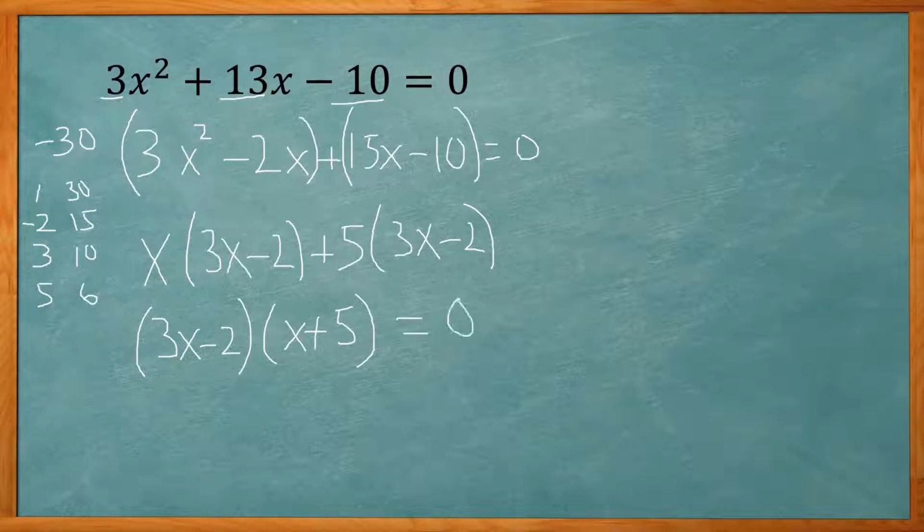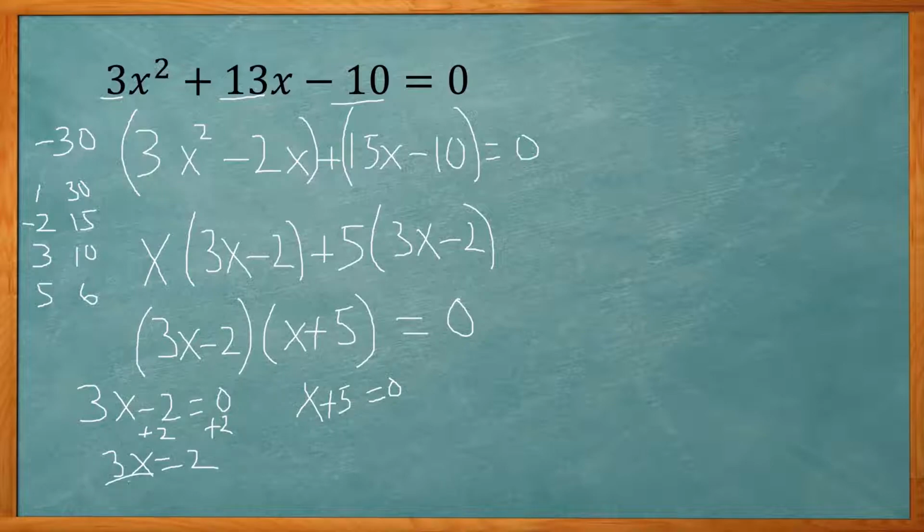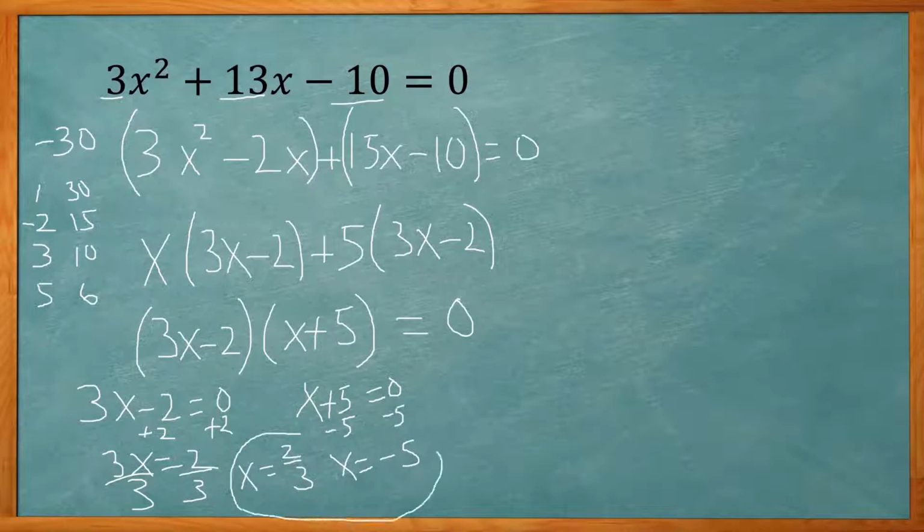Again, we set that equal to 0. Set each of these equal to 0, and then solve for x. I'm going to add 2 on both sides. 3x equals 2. Divide both sides by 3. So x equals 2/3. Subtract 5 from both sides, and x equals negative 5. So we get x equals negative 5 and 2/3.